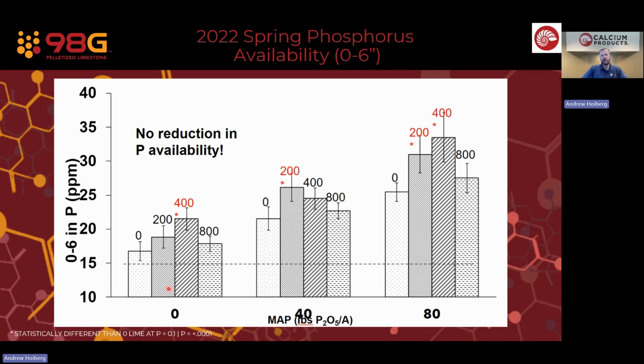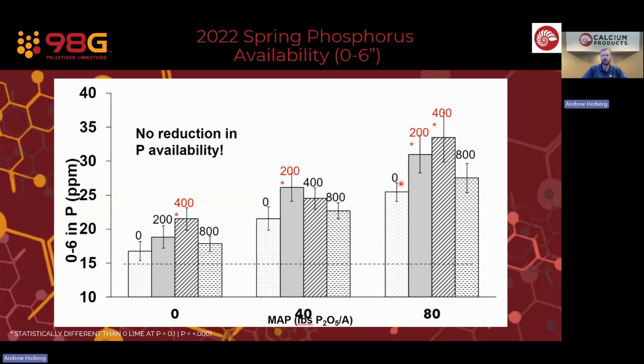Looking at the first graph here, down on the x-axis you see 0, 40, and 80 for the P application rates. Soil depth P availability is shown here. You can see that as the rates went up from 0 to 400, we saw a nice increase in the availability at both the 0 and the 40. And even at the 80 rate, we saw a significant increase in both the 200 and the 400.